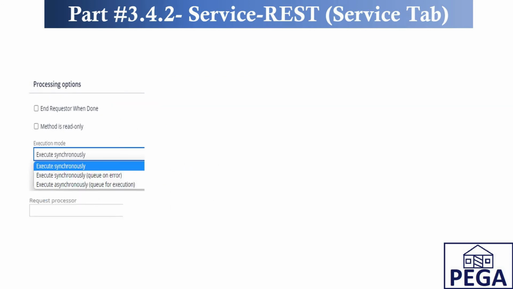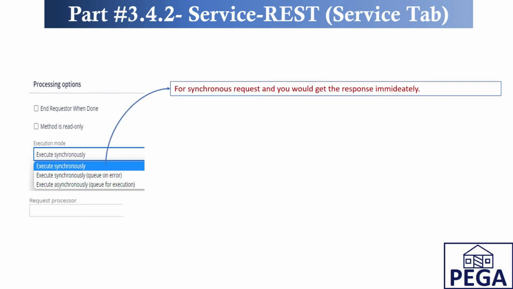Now moving to the next one, which is the execution mode, where there are three kinds of execution mode. One is execute synchronously, another one is execute synchronously queue on error, and the third one is execute asynchronously queue for execution. Also underneath you will find a request processor, so they are linked with each other. Let me explain in detail. For execute synchronously, basically it takes the request and gives you back the response, right? For all REST services or stateless services, it is always going to be execute synchronously mostly.